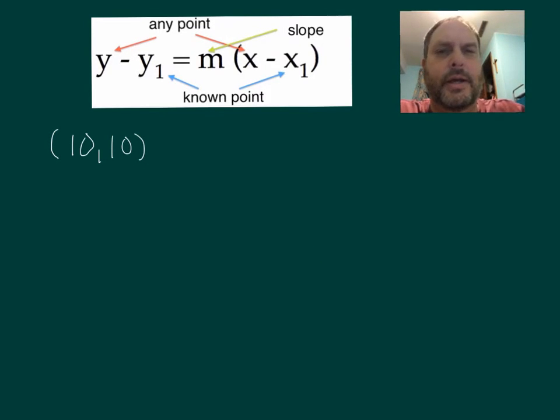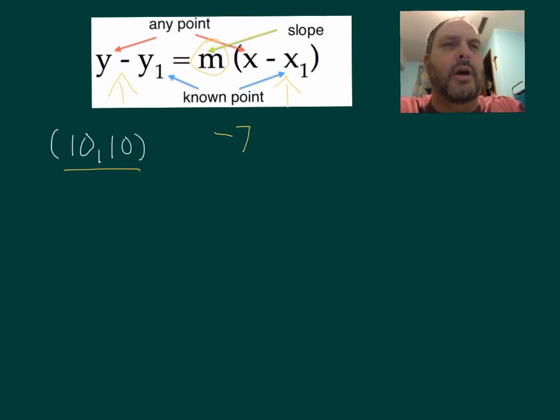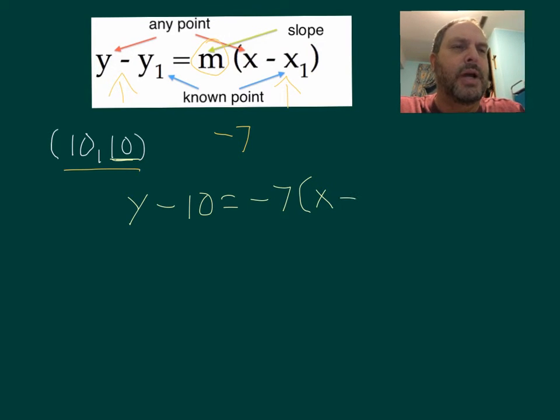Alright, remember my negative 7 was my slope. That's going to replace the m. And then we're going to plug these 2 coordinates into the formula to replace the y sub 1 and the x sub 1. Sorry, I said y sub 2. I'll show you and then you'll figure out what I'm talking about here. So we start out with y minus 10, and that's this 10 right here, equals negative 7, there's my slope, times the quantity of x minus my x value, x sub 1, which is 10.